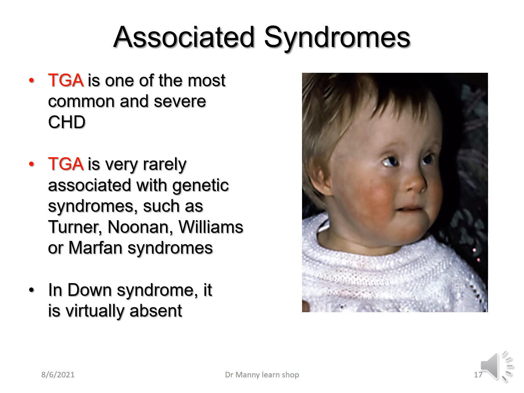Now, transposition of the great arteries is one of the more common, however severe, congenital heart defects. And typically, it's rarely associated with genetic syndromes such as Turner's, Noonan, Williams, or Marfan syndrome. And in Down syndrome, it's virtually absent.